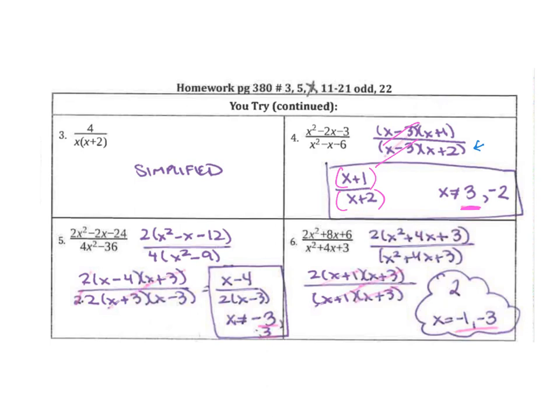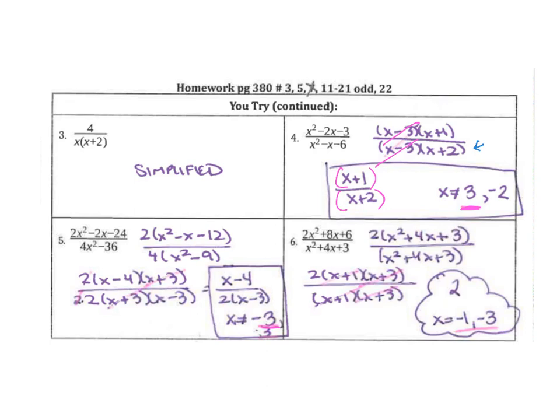Number 5, so a helpful hint for this one is to go ahead and factor out a 2 first in the numerator, and then factor it. The denominator, if you factor out a 4 first, the GCF, that makes it a little nicer. And then this factors to x minus 4 over 2 times x minus 3 after you cancel out the common factors. And x cannot equal 3 and -3. Now the one, of course, you have to name is the -3.